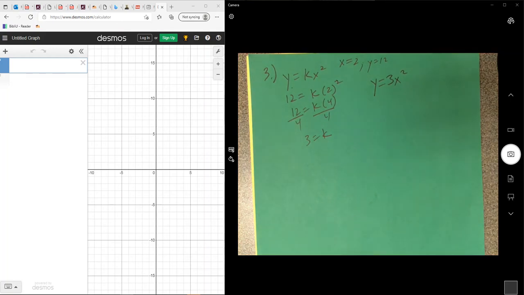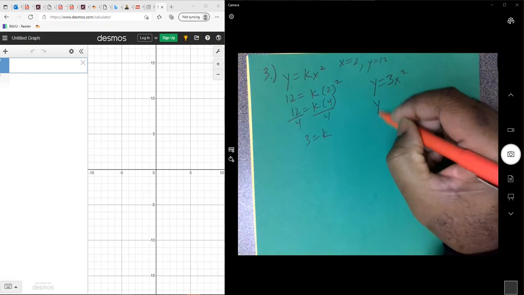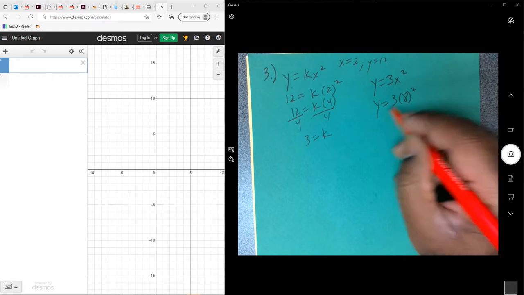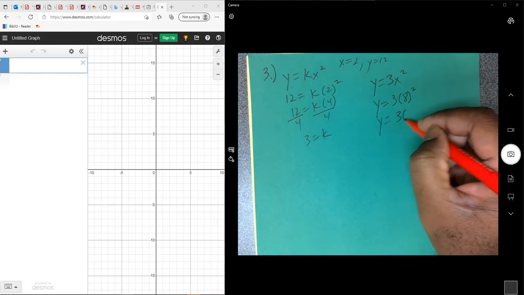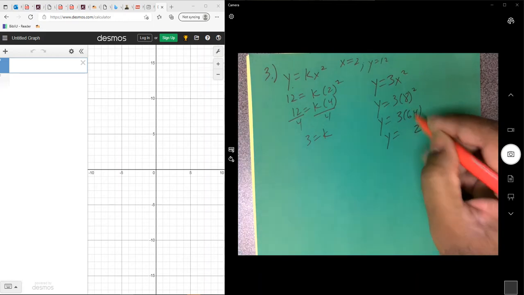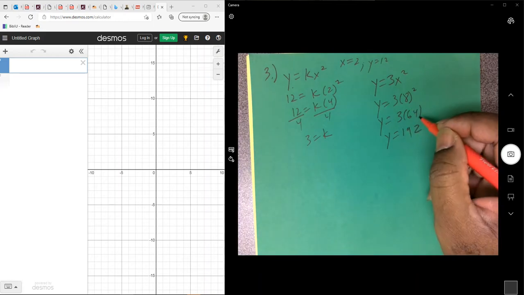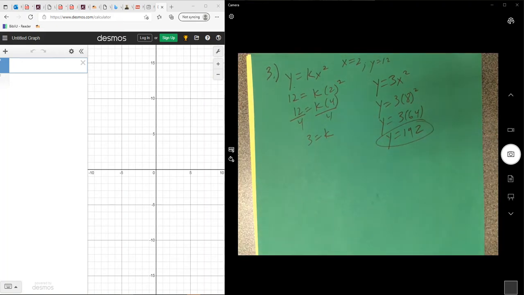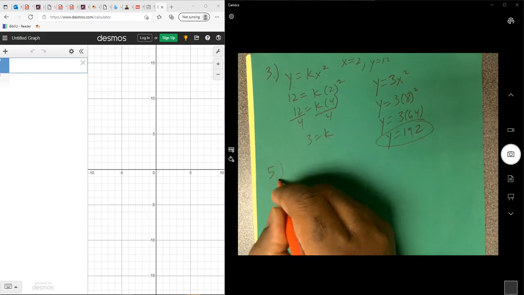Now they tell us to determine y when x is 8. So now we would take this formula and we would substitute in 8 for x. So we have y is equal to 3 times 64. So y is equal to 192. So that is our final answer. Y equals 192. Now the next number we're going to look at is problem number 5.